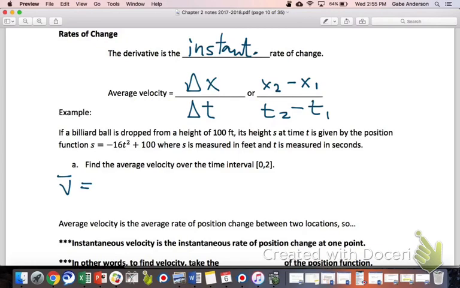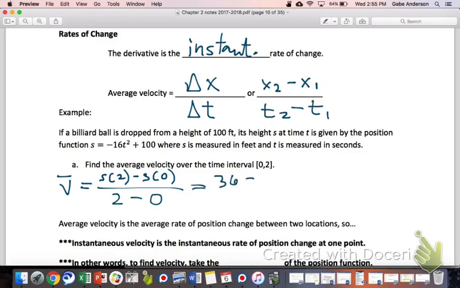So couldn't I just write it like this? S of 2 minus S of 0, all divided by 2 minus 0. I think we can finish this out. What's S of 2? Negative 64 plus 100, so it'd be 36.